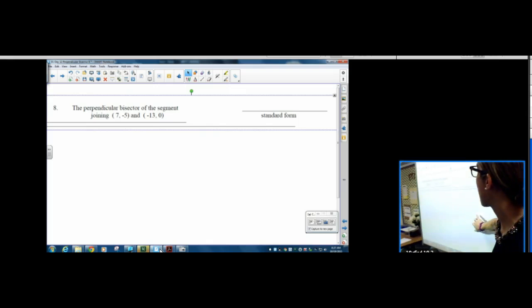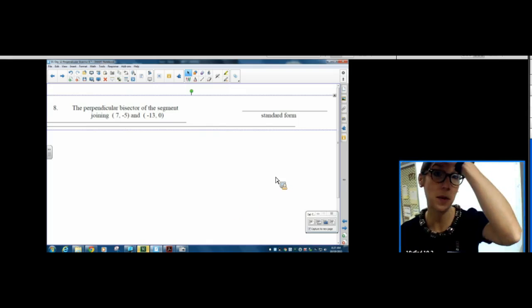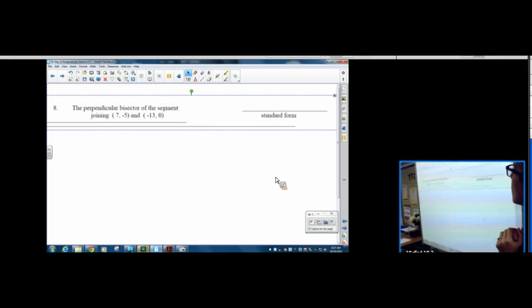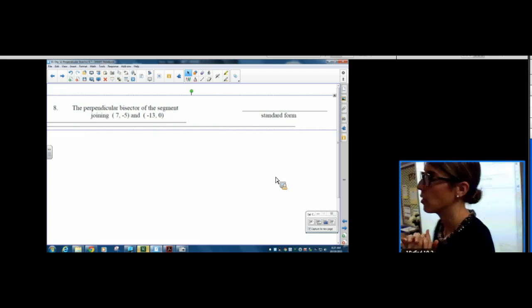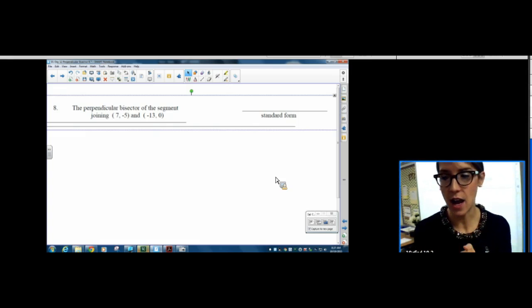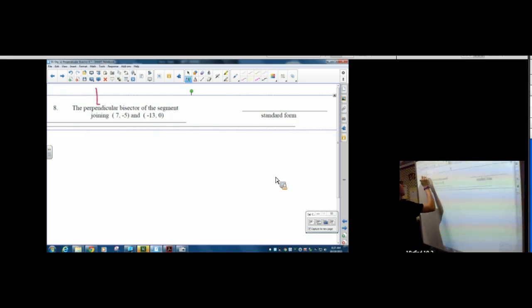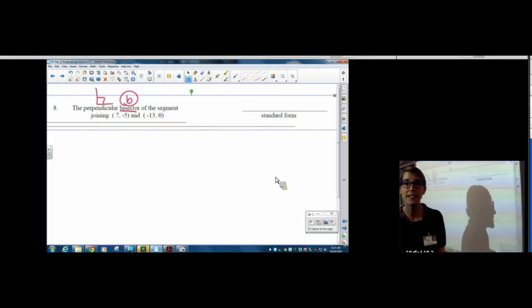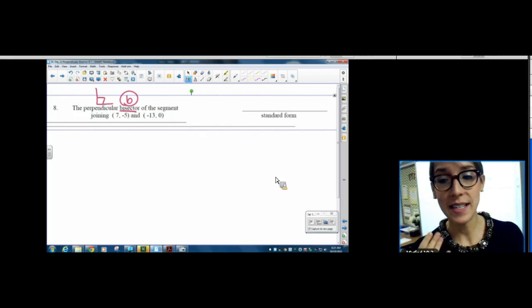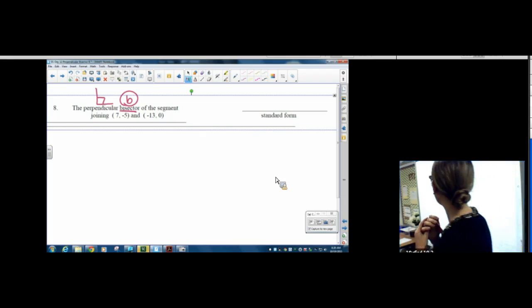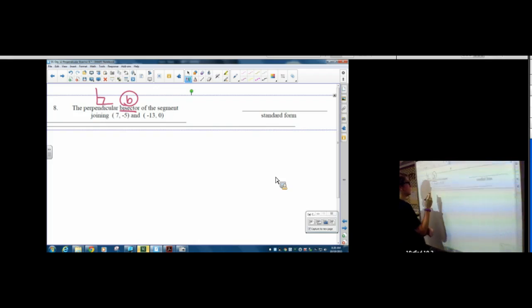So this is a good question to ask because we're actually talking about perpendicular bisectors all day today. It's the title of the lesson. So the perpendicular bisector of the segment joining (7, -5) and (-13, 0). Now, that word, perpendicular bisector, has a lot of meaning in it. Perpendicular means, obviously, that they're going to intersect at a 90-degree angle. And bisector means it's going to cut our segment in half. That means it's going to pass through the midpoint.